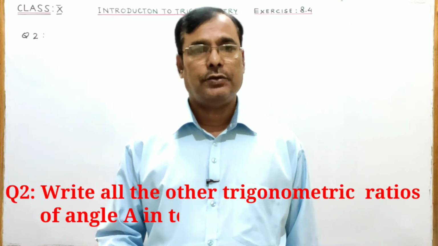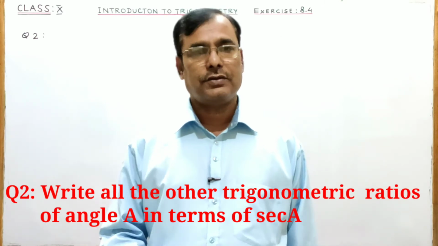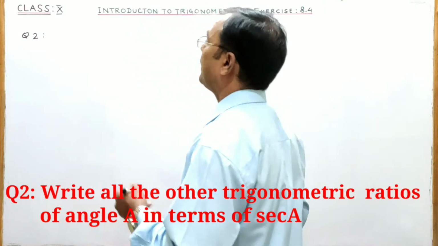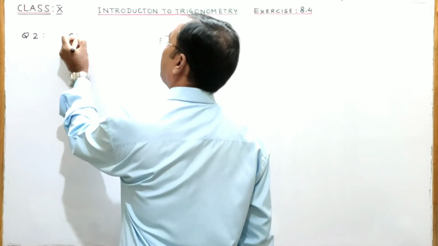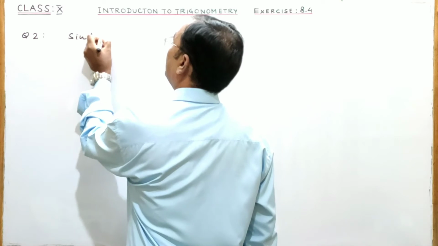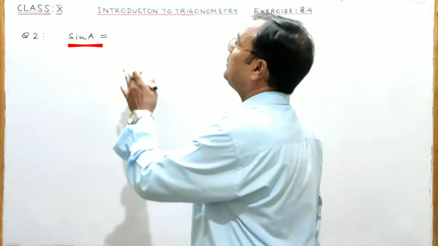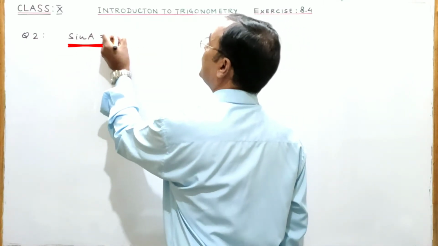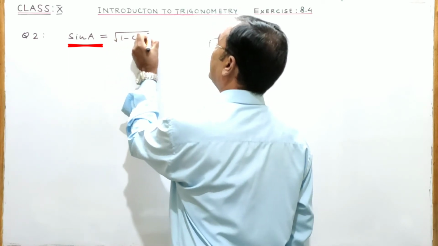Now question number 2. Write all the other trigonometric ratios of angle A in terms of sec A. So this question is also very much similar to question number 1. Let's do this. Sin A we have to express in terms of sec A. So sin first we will change into cos, and so sin A we can write equal to under root 1 minus cos square A.